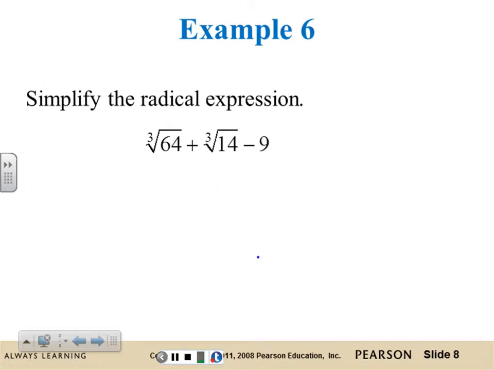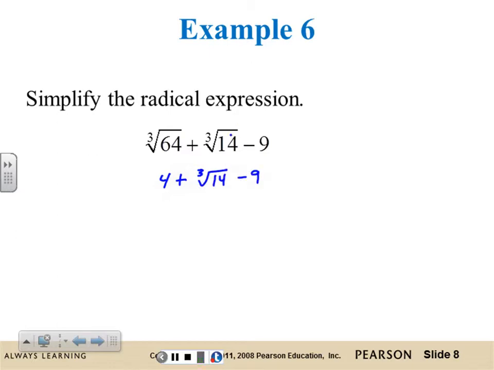Alright, so this time we're dealing with cubes. So when we have cube roots, we have to look at that cube list, remember. So what is a perfect cube that will go into 64? So the cube root of 64 is straight up 4. Plus, I don't think there's a perfect cube that'll go into 18 because the only thing I can think of is 2 and 9, and neither of those are perfect cubes. So that's not going to be able to break down. And then we have minus 9.